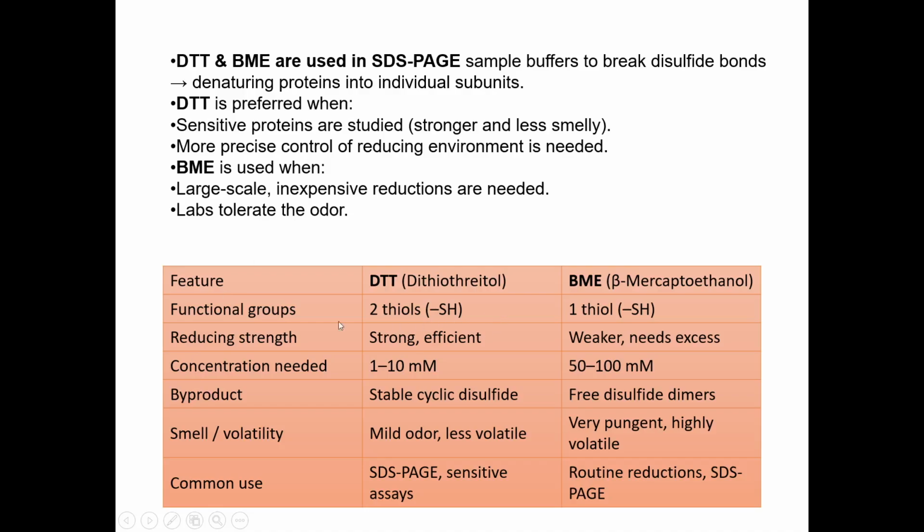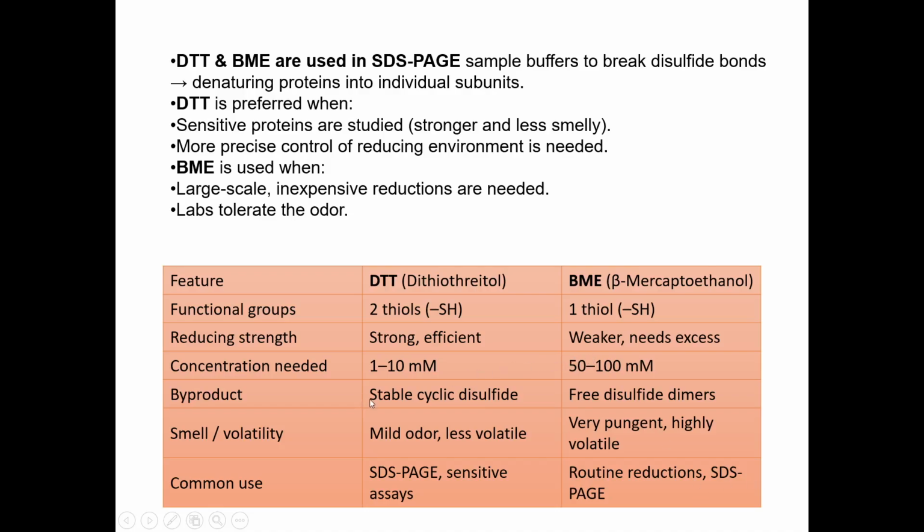So this is a small comparison table. Regarding the thiol groups, DTT has two thiol groups and BME has one thiol group. The reducing effect is strong and efficient in case of DTT, and it's weak in BME. Because of that, you need more amount of BME when you have to reduce the disulfide bonds. Then the concentration is 1 to 10 millimolar in case of DTT because it's very strong, and because we need excess of BME since it's a weak reducing agent, we have to use at least 50 to 100 millimolar.